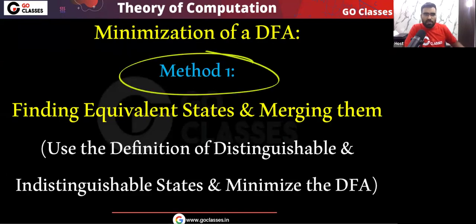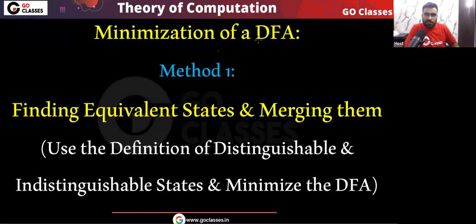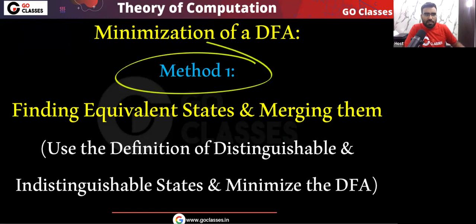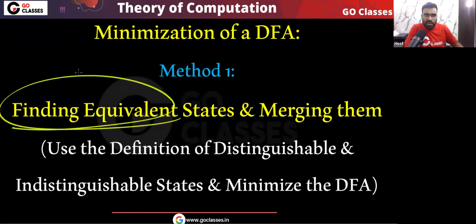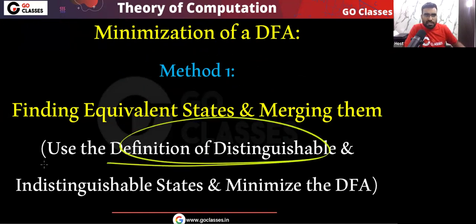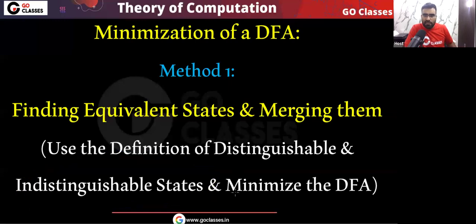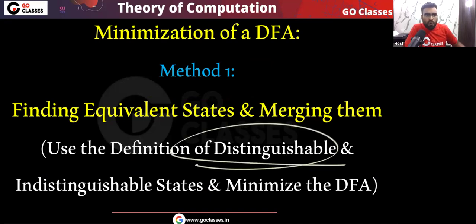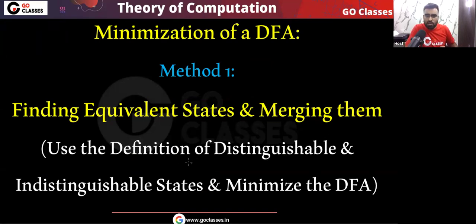So we have seen method 1 for minimization of DFA. If a DFA is given to you and you want to minimize it, then we have seen method number 1, that is we will find the equivalent states and we will merge them. Basically, in this method, we are using the definition of distinguishable states and indistinguishable states to minimize the DFA.